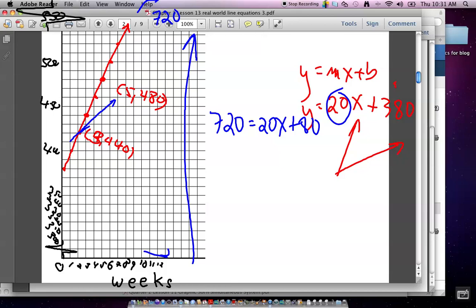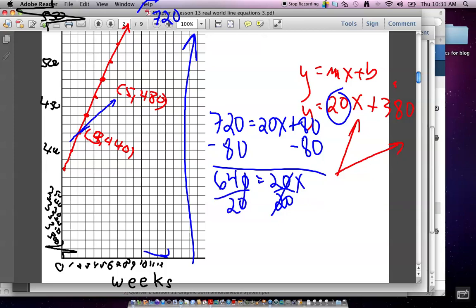Guys, solve. Ready? This gives me 640 equals 20x. Divide by 20. 64 divided by 2 is 32. The answer is 32 weeks. It's what? Oh, 380, I'm sorry. 380 would knock that down to 340, which would be 17. Sorry. Thank you for catching that. 17 would be the right answer. Okay? Any questions at all? Alan? Okay. Now, I think we can get this comfortably understood.